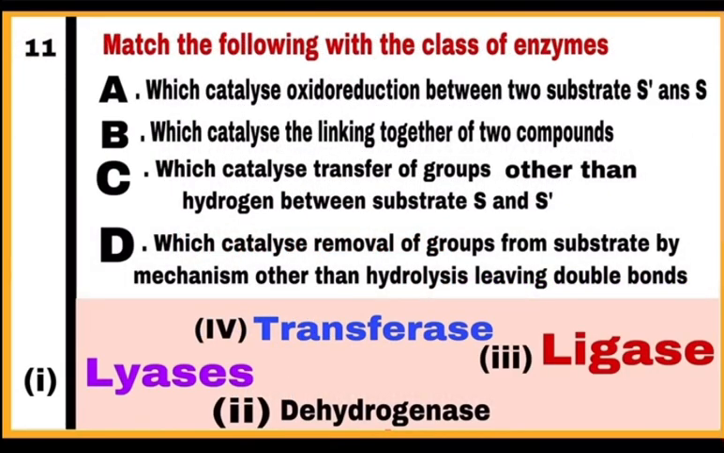Number 11. Match the following with the class of enzymes they belong. A. Which catalyze oxidoreduction between two substrates S1 and S2. These enzymes are called dehydrogenases or oxidoreductase enzymes. These are responsible for oxidation of one substrate and reduction of the other.